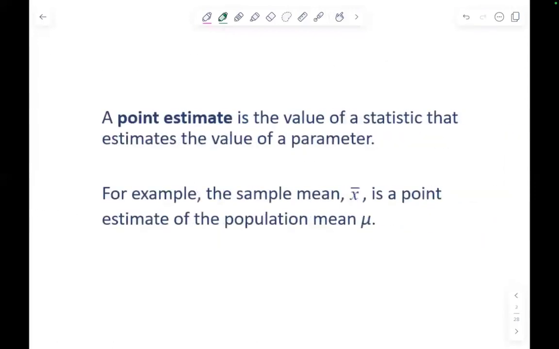So when we are dealing with means, our point estimate would be our X bar. It would be our sample mean. So obviously we use X bar when we don't have the population mean or when we're dealing with a sample. So what we're going to be doing with our confidence interval here is we're going to be estimating the population mean when we don't have it. So that's what we're doing today.